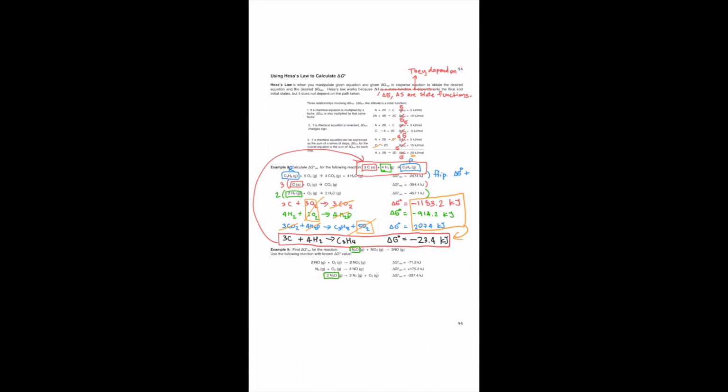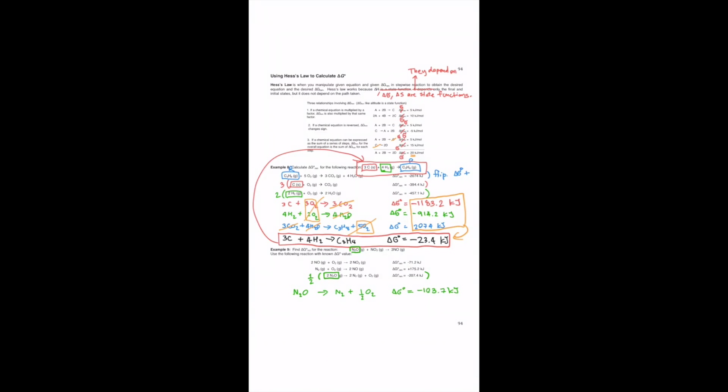As you see, the desired equation has only 1 mole of N2O. Therefore, I need to multiply this whole equation by 1.5 in order to make the coefficient just 1. If you do this, you are going to get N2O converting to N2 plus half of oxygen, and the delta G will be half of what is given.